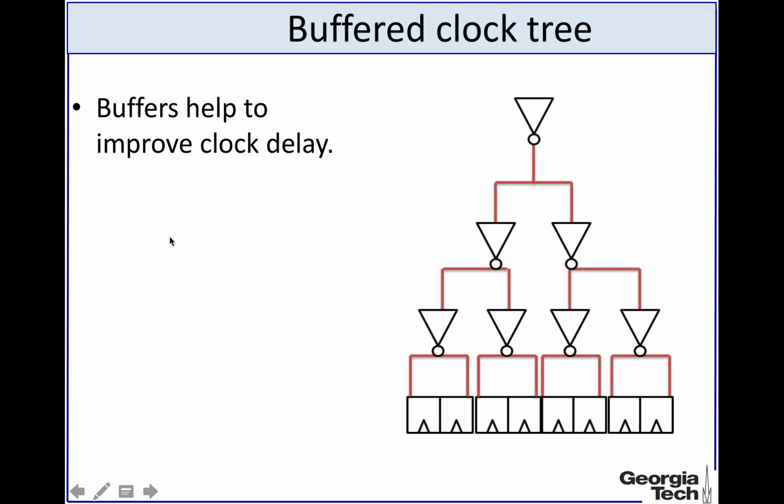Another way of reducing the clock delay, not the skew, the delay, is to introduce buffers. In one of the previous lectures you have seen that by introducing buffers you can reduce the delay in the interconnects. Using buffers as well, in a tree structure like this, you can reduce the clock delay.